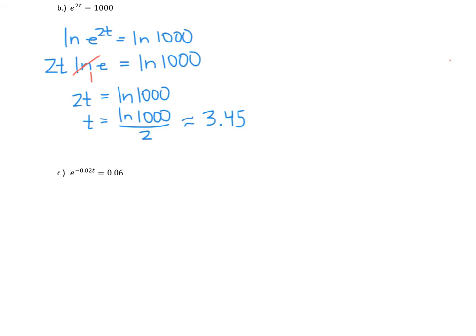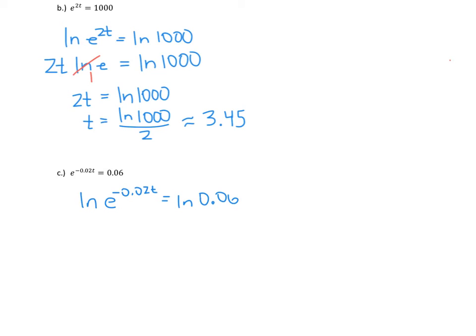Alright, let's do one more example solving exponential equations. We have e to the negative 0.02t equal to 0.06. So once again, we want to solve for t. So to do so, we're going to take the natural log of both sides. So we have natural log of e to the negative 0.02t equal to natural log of 0.06. Keep in mind, whatever you do to one side of the equation, you also have to do to the other. So we're taking the natural log of both sides.